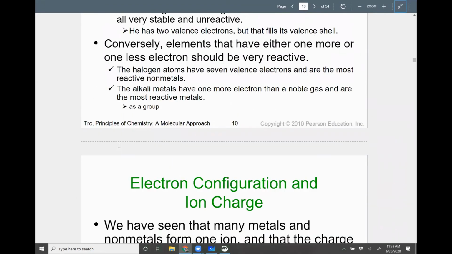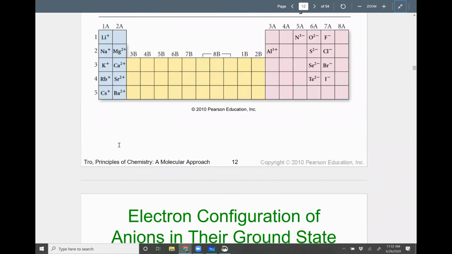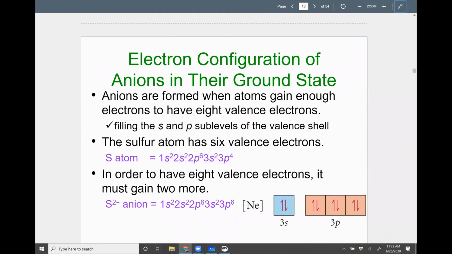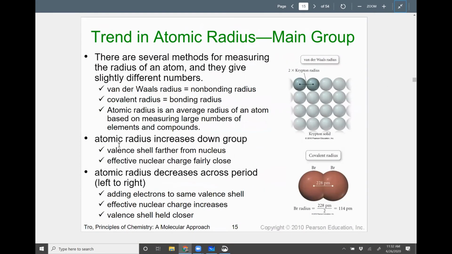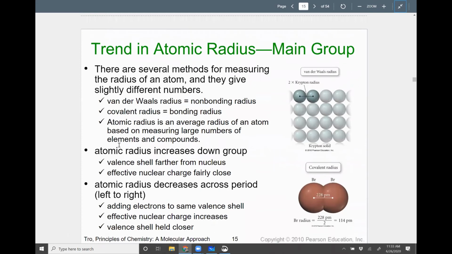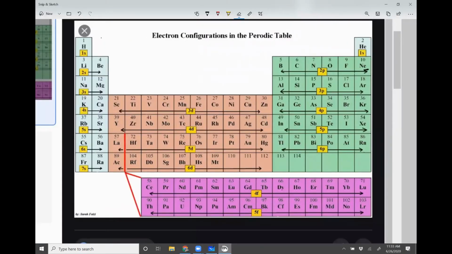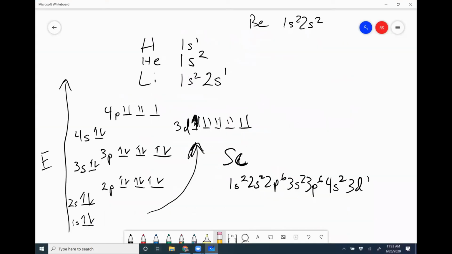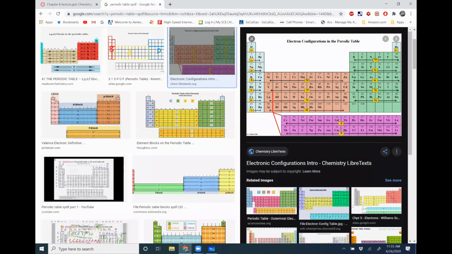The rule is 8 valence electrons. We're going to talk more about this when we get to chapter 7. We're going to keep going with periodic table stuff. If we look at the periodic table, we'll get back to trends in a second. Let's just do a regular periodic table.